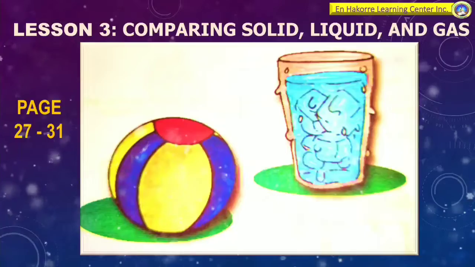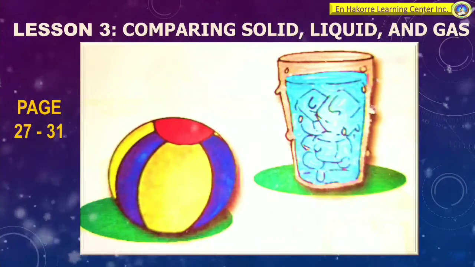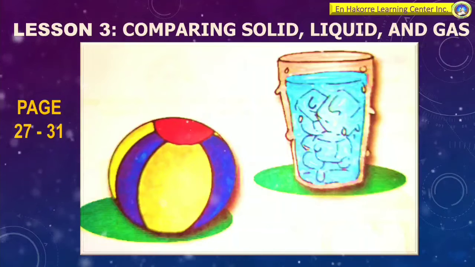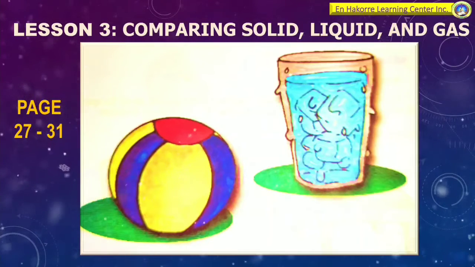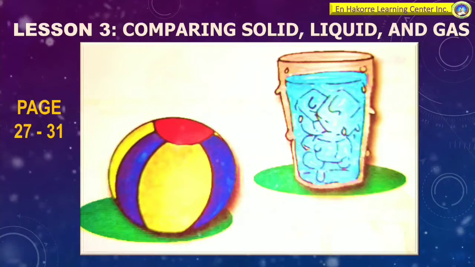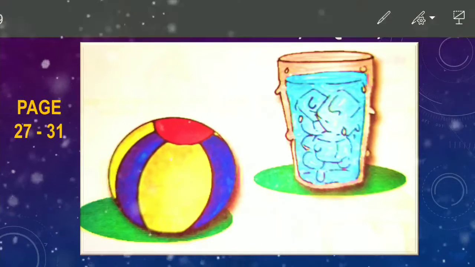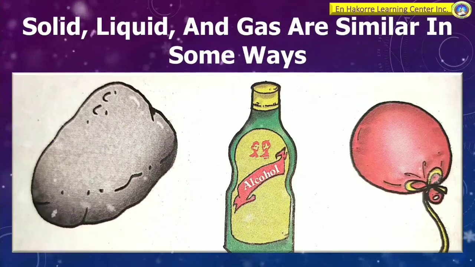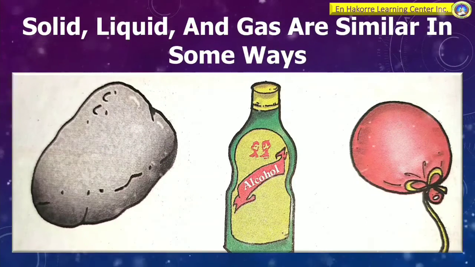We have here, children, pages 27 to 31. Please get your science book and open it to pages 27 to 31, and you can see it there. We have Lesson 3, Comparing Solid, Liquid, and Gas. Okay, let's proceed.